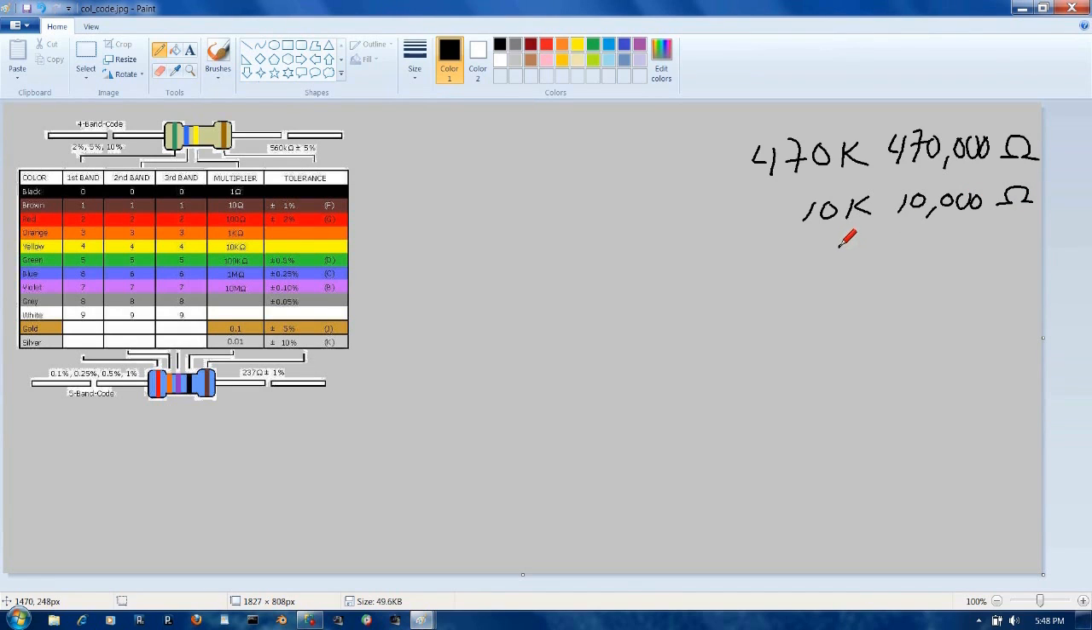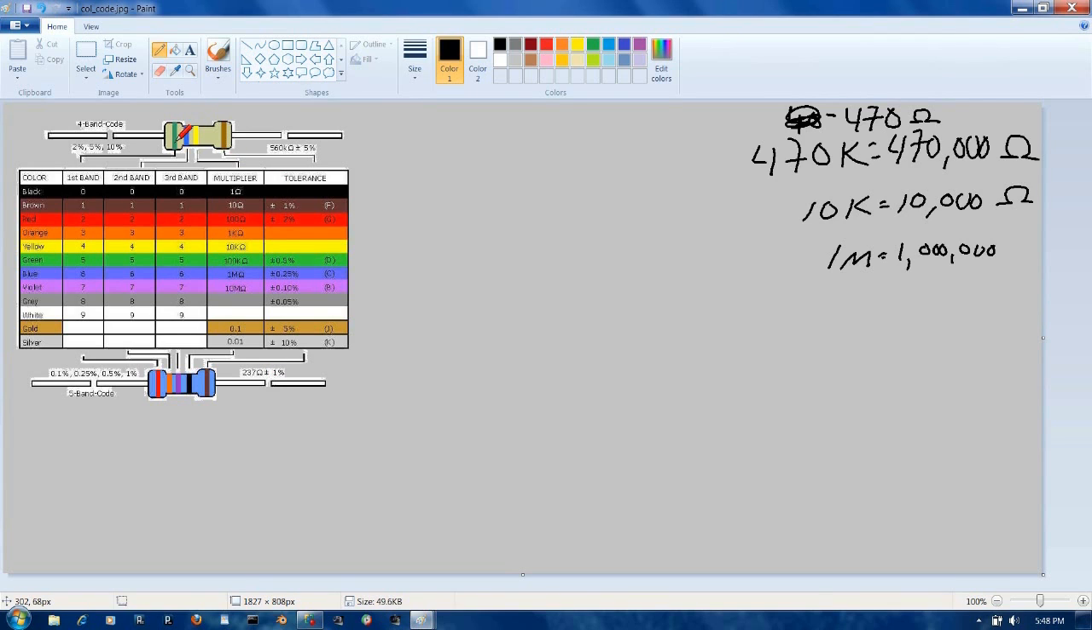And 1M would be 1 million ohms. So when you're looking at these, and when you see parts lists, it'll come as 560K. It won't say 560,000 ohms. And of course, 470 ohms is just that, 470 ohms. Or down here, 237 ohms.